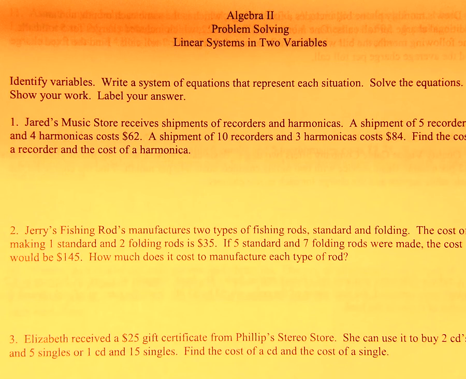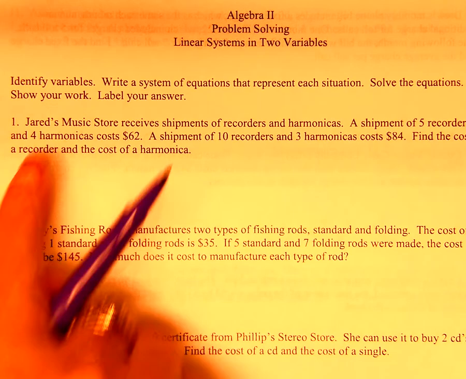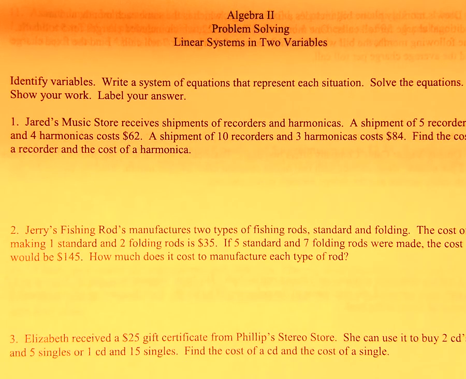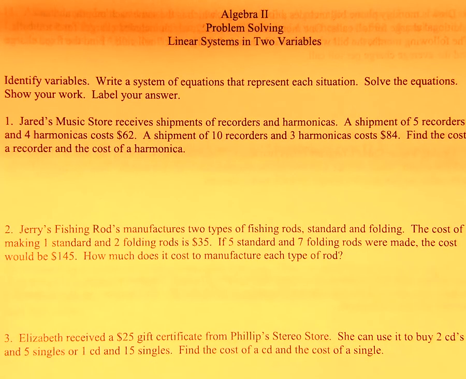Yes? Okay. So let's start off by looking at number 1. Okay? Jared's music store receives shipments of recorders and harmonicas. A shipment of 5 recorders and 4 harmonicas costs $62. A shipment of 10 recorders and 3 harmonicas costs $84. Find the cost of a recorder and the cost of a harmonica.